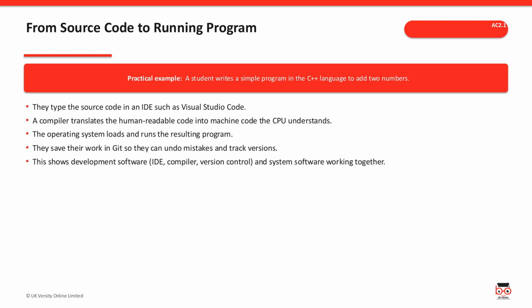Let's follow a real example from code to finished program. A student writes a simple C++ program to add two numbers, typing the source code into an IDE like Visual Studio Code. A compiler then translates that human-readable code into machine code the CPU understands, and the operating system loads and runs the result. They save their work in Git so they can undo mistakes and track versions. In one small project, you can see development software and system software working hand in hand.